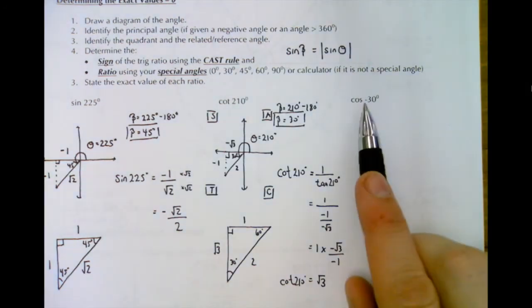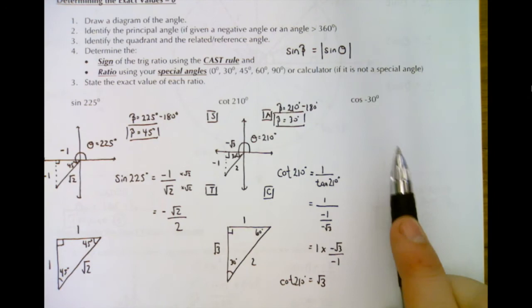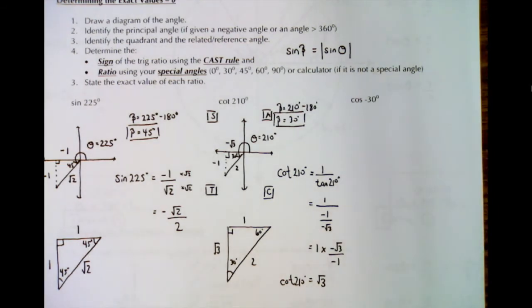Now don't be intimidated by the negative angle. Just draw the angle counterclockwise and make sure you understand that it's in quadrant 4. And then the question should be very similar to the two we've done before. You can check your answer on the course website. And that's it for part 1 of the CAST rule.